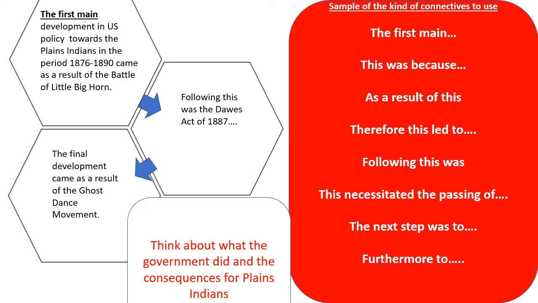And at the end of this analytical narrative, the reader should be able to understand what the US government did as a result of the Battle of Little Bighorn, i.e. reservations, and how bad they were for Plains Indians. The reader should then understand what the government did with the Dawes Act and how bad that was for Plains Indians. And then finally, the reader should understand the harsh action the US government took as a result of the Ghost Dance movement. And that will create a really strong analytical narrative, and that'll be a reminder of the structure you need for this question for next week.